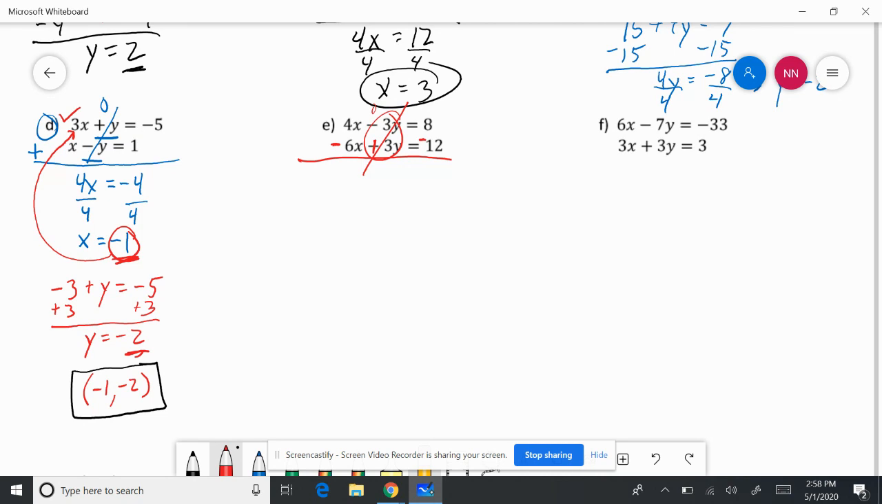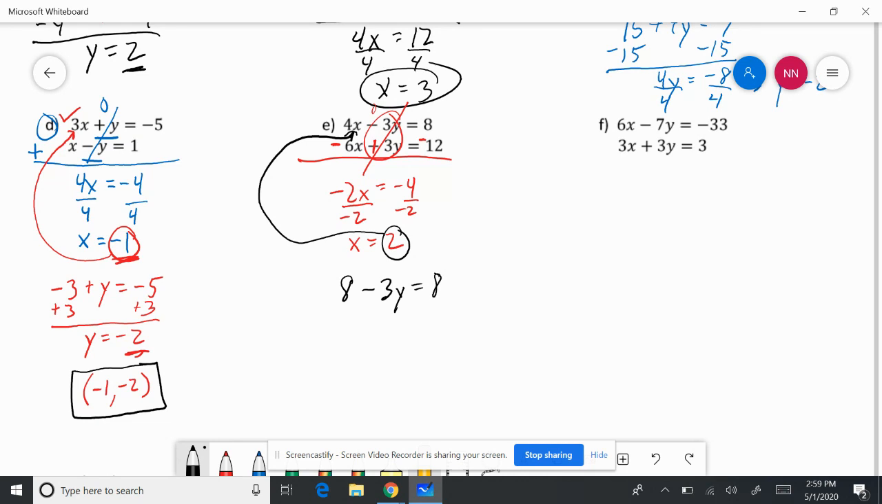4x minus 6x is negative 2x. 8 minus 12 is negative 4. I divide by negative 2, and I get x is equal to 2. Remember, I want x and y, so I have to pick one of the equations. I'm going to pick the top equation. I'm going to take the x, and I'm going to plug it in right there. 4 times 2 is 8.